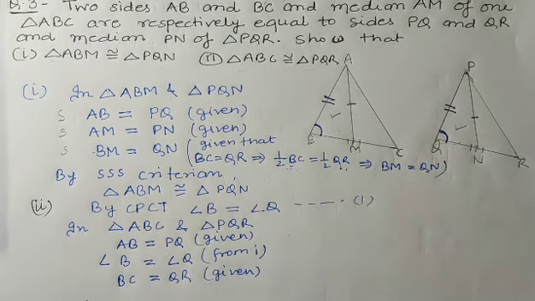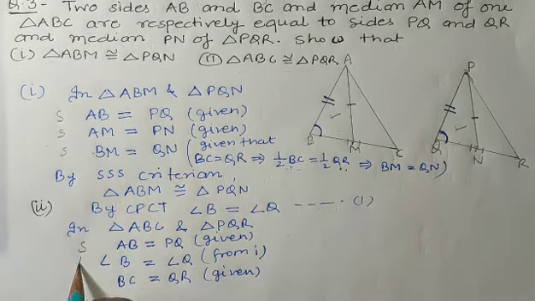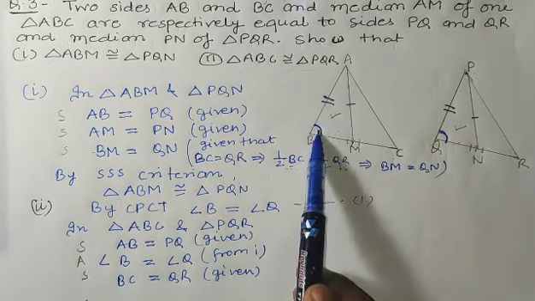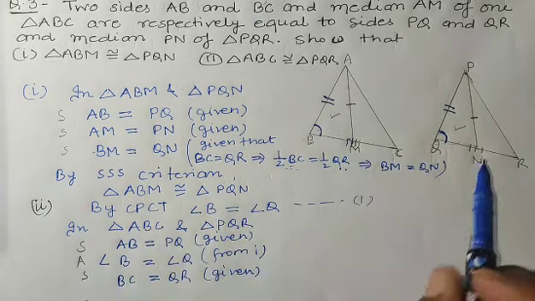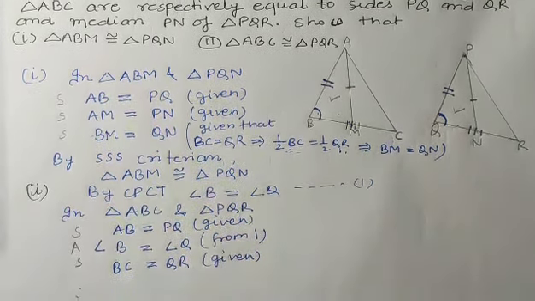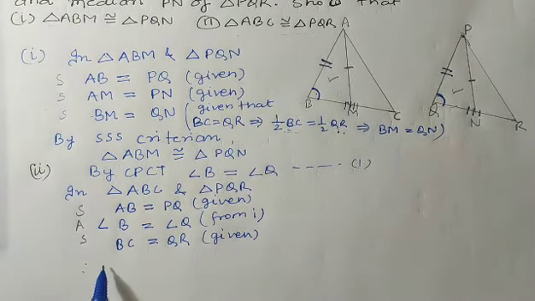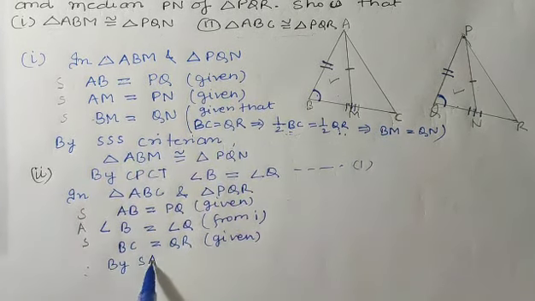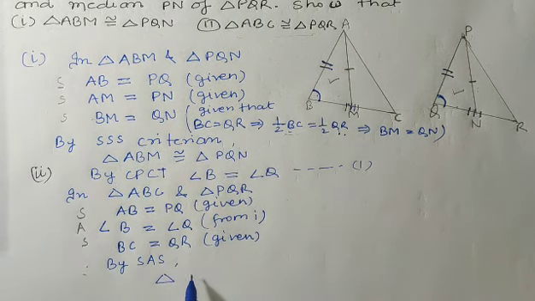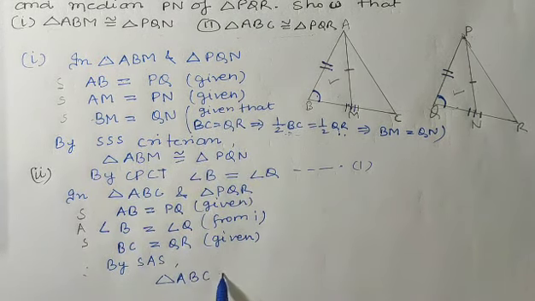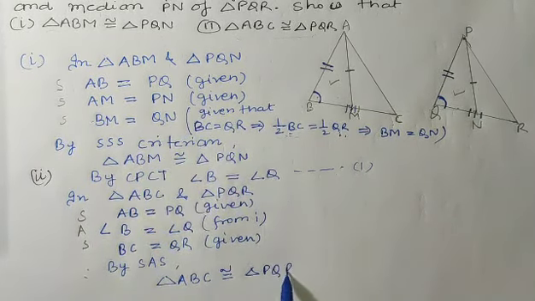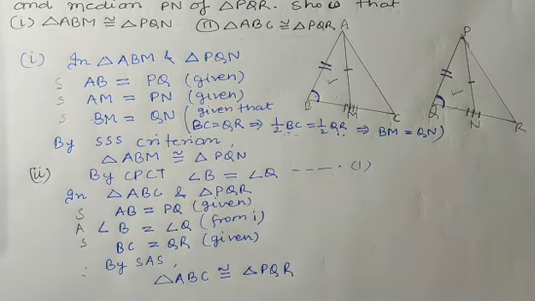So students, by side angle side criterion, see, it is side angle side or not? Side angle side. We have shown that this BC is equal to QR. It is given also. So by side angle side criterion, we can say that triangle ABC is congruent to triangle PQR. Okay students, very simple question it was.